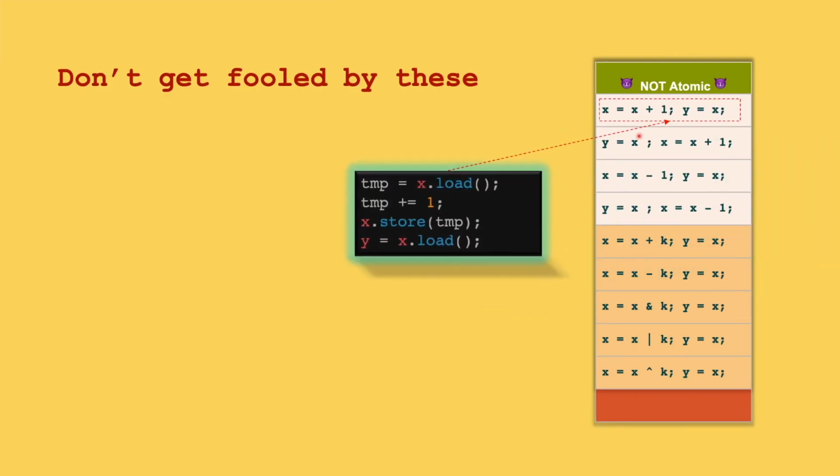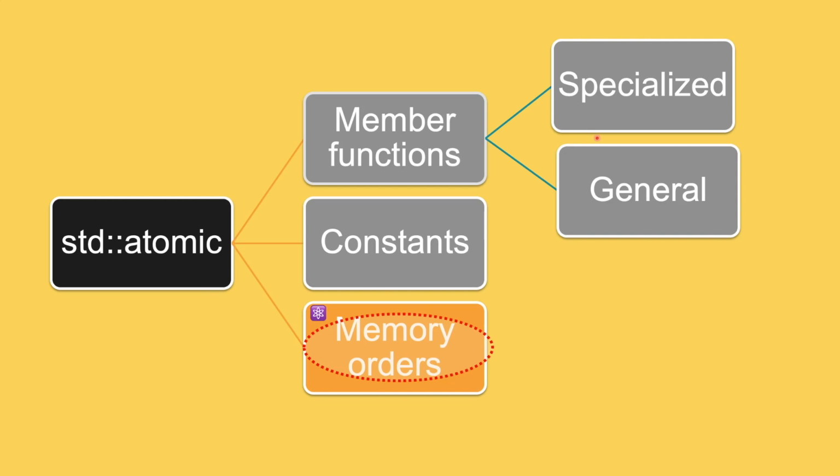Also, we learned that we should not get fooled by these kinds of expressions, that whenever you write multiple expressions on an atomic variable, you should pay a lot of attention to make sure what you mean is exactly what gets executed. For example, in this case, we saw that this one line is actually multiple operations which do not run atomically together. We have talked about all of these features of std atomic.